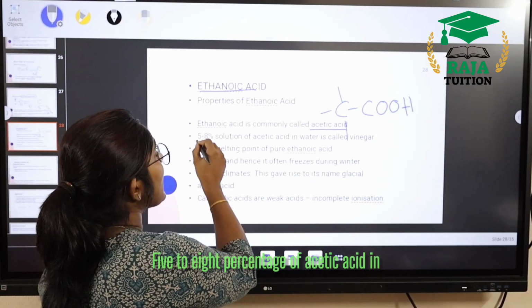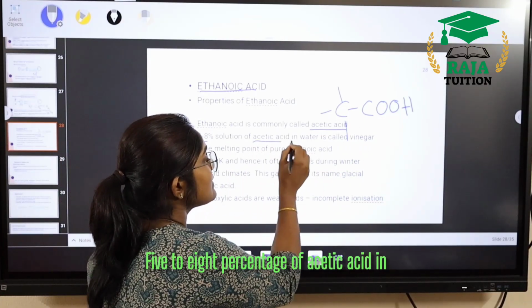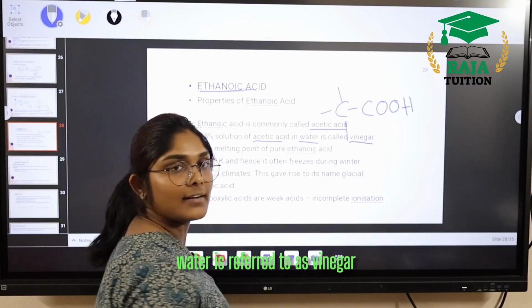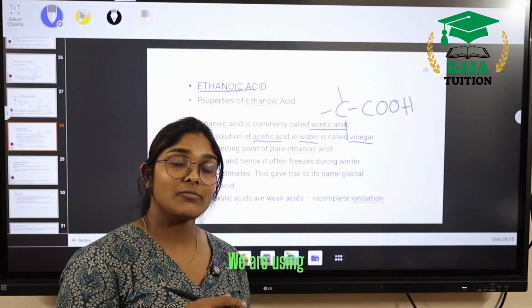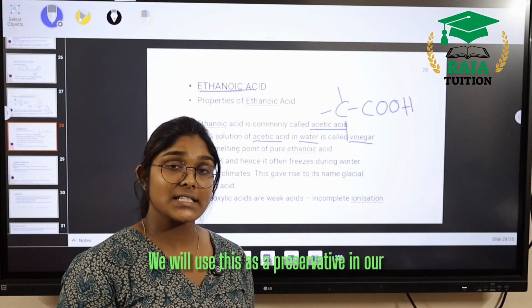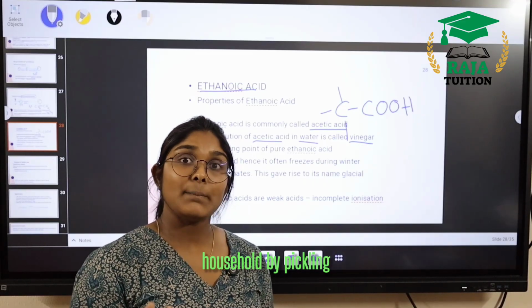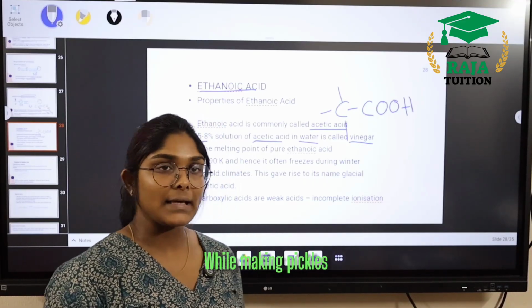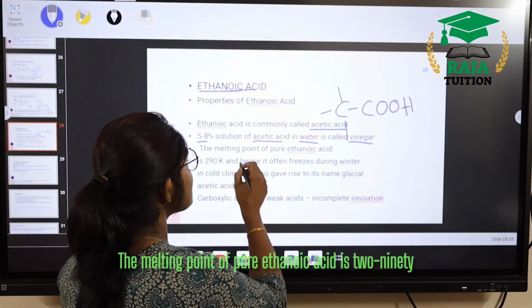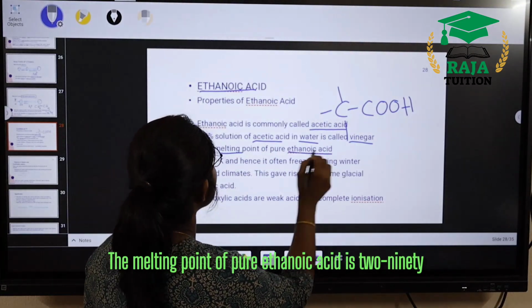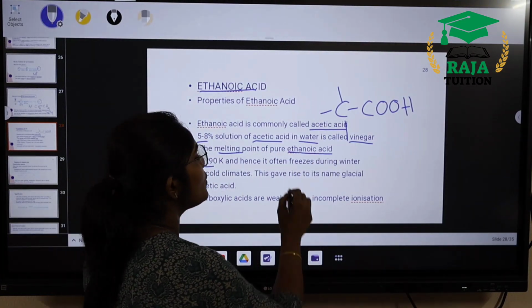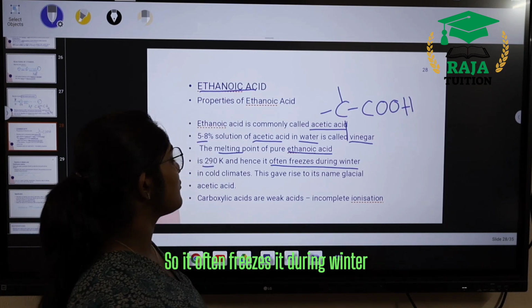5 to 8% of acetic acid in water is referred to as vinegar. You may know this. We use this as a preservative in our households while making pickles. The melting point of pure ethanoic acid is 290 K, so it often freezes during winter.